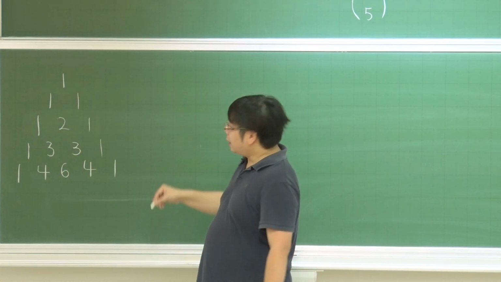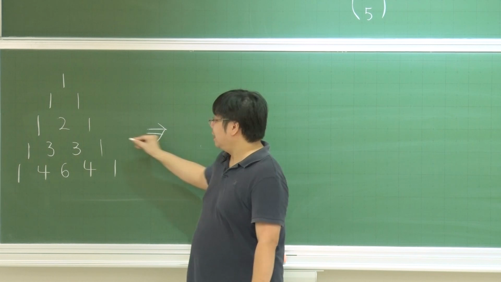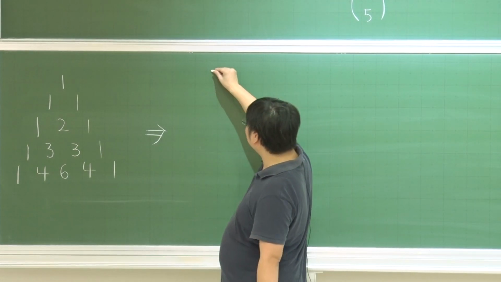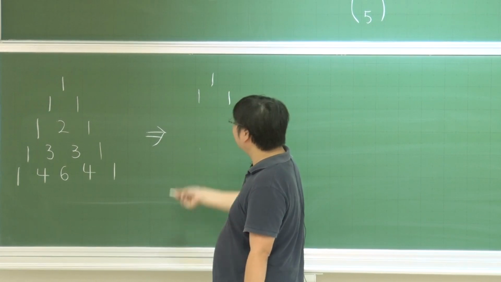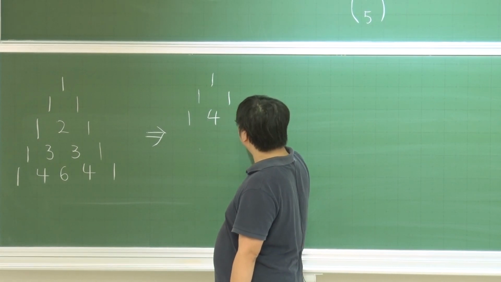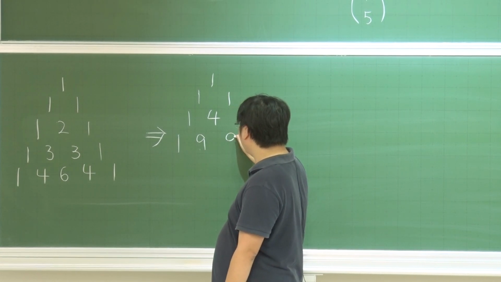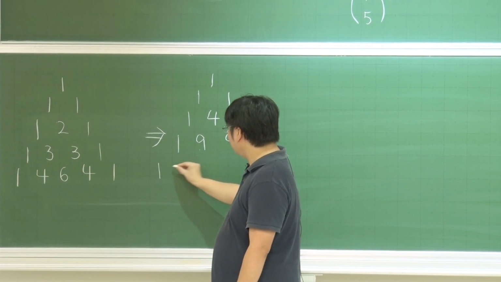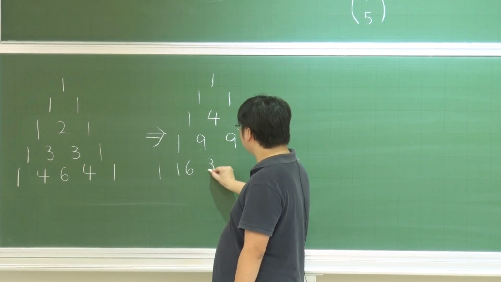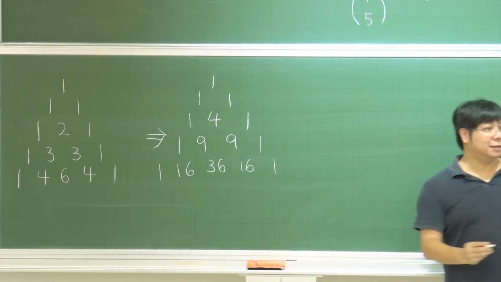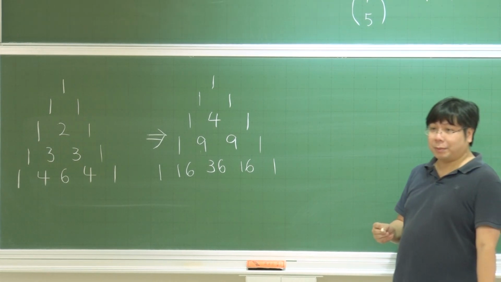Okay? And let's square each term. We make a square to each term. So we have 1, we still have 1, 1. We now have 1, 4, 1. Is that okay? And then we have 1, 9, 9, 1, 1, 16, 36, 16, 1. Is that okay? And we add them up together.